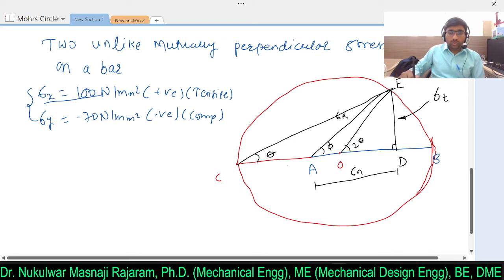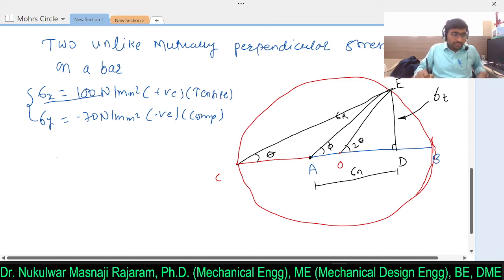Clear? So what is the difference? If compressive stress is acting on a body, then take it on the negative side. If tensile stress is acting, take it on the positive side. That's it. The remaining thing is common, as we learned in the previous case also.